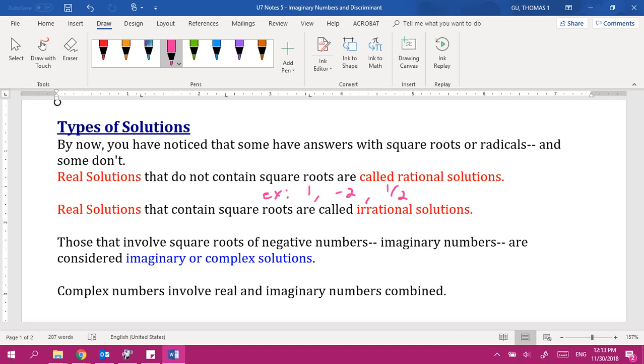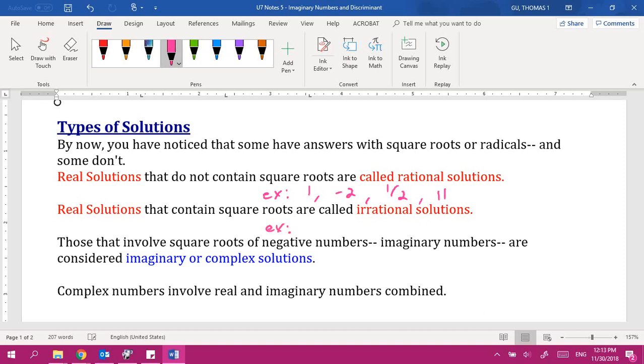These numbers make sense to us. You understand that. That's just a number. There's no square roots on it. These are rational numbers. Can you give me another example? Anything? 11, right. So that's a rational number. Good, okay? So now real solutions that do have square roots in them are called irrational solutions.